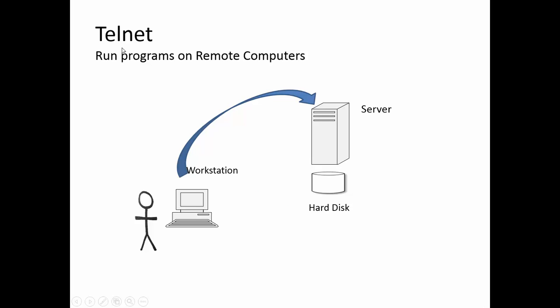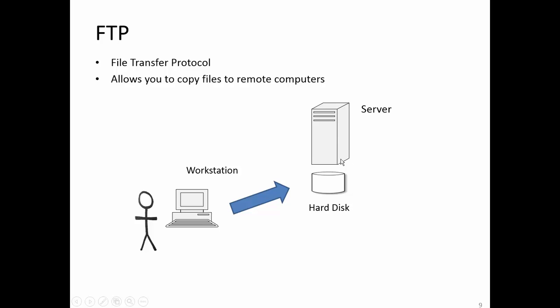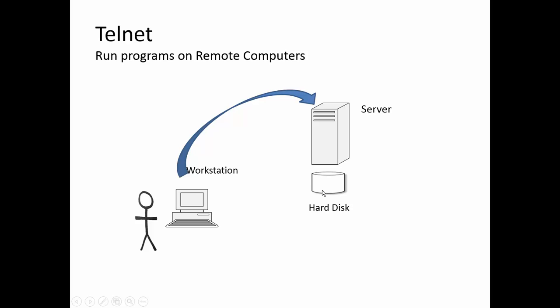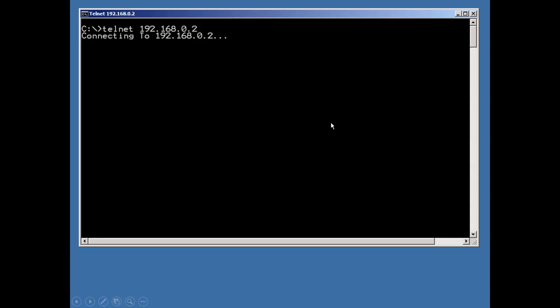Now, let's look at Telnet. Like FTP, Telnet is also a command line interface, and it allows you to run programs on remote computers, whereas FTP simply allows you to copy files to the hard disks of remote computers. Telnet allows you to run programs on other computers. So to connect to a remote computer, I would type Telnet followed by the IP address of that remote computer.